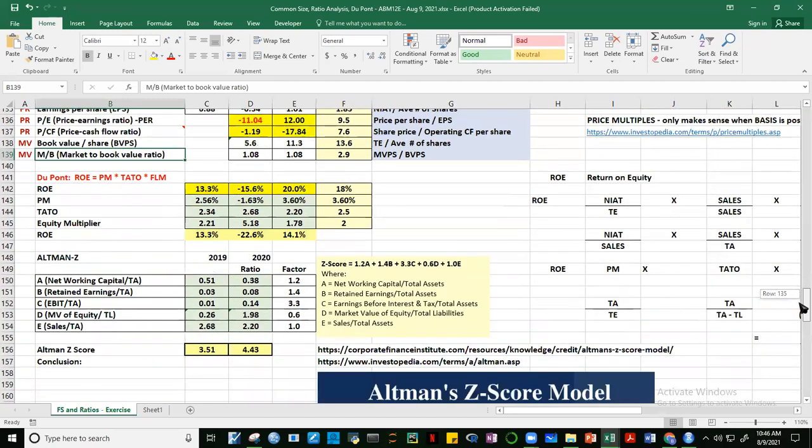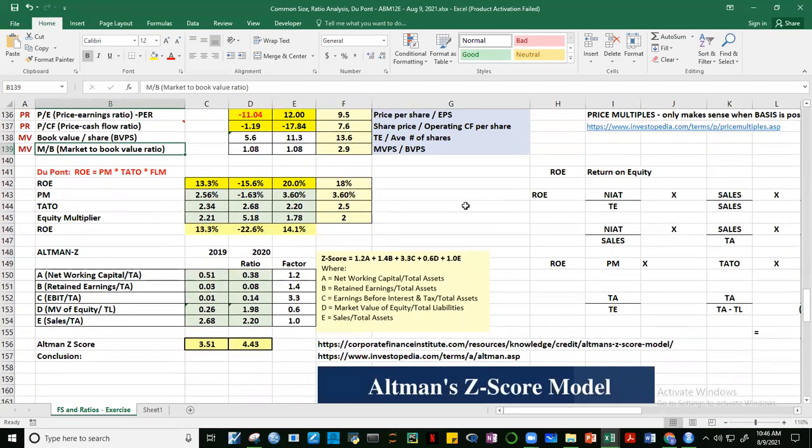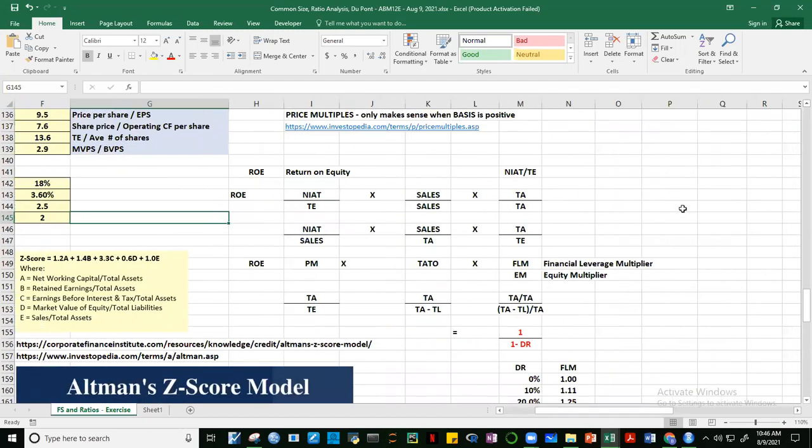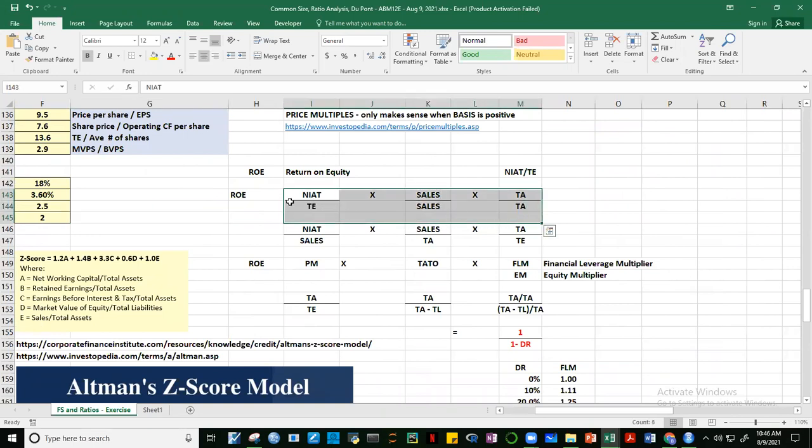The last one is the ROE. I included this because ROE used to be the one commonly used, but with the advent of the ROIC, that is now used more. ROE can be broken down into 3 components. ROE is net income after tax over average total equity. If you multiply it by sales over sales and total assets over total assets, and then rearrange, net income after tax over sales is your profit margin, sales over total assets is your total asset turnover, and total assets over total equity is your financial leverage multiplier or equity multiplier.